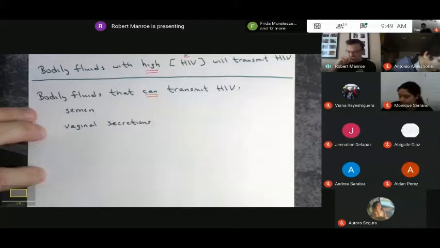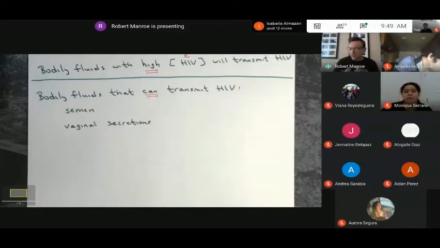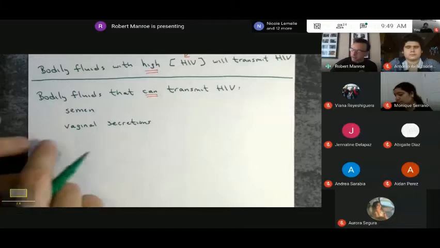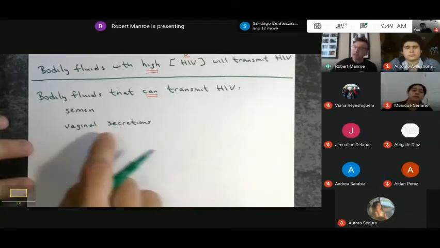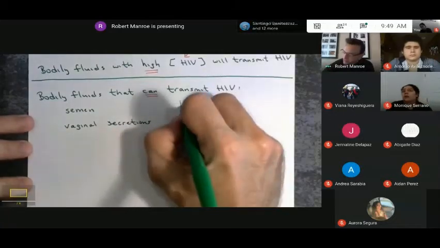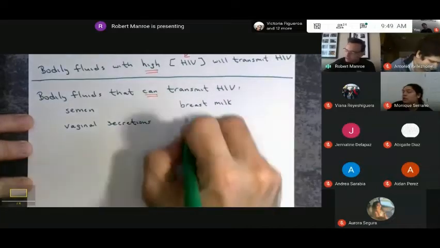So during intercourse, the female responds by the lining of the vagina producing a low viscous fluid. I don't want to call it a mucus, because then you'll think of a dense fluid, but it's not watery. It's a low density mucus that acts as a lubricant during intercourse. Those vaginal secretions, if the person is HIV positive, have a very high viral load. Breast milk has a high viral load, and then of course blood.